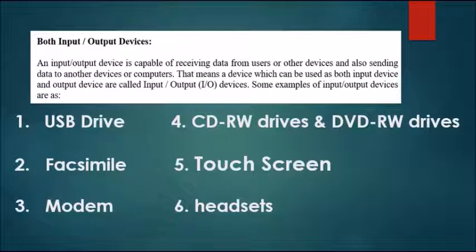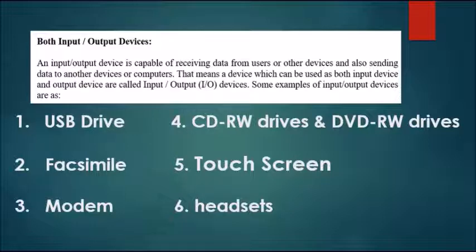First is USB drive. It is also known as pen drive or flash stick, and it works both as input device to computer and as an output device. USB drives receive the data from the computer as input, and then we can copy that data into another system. So that serves as output device also. Then facsimile. Facsimile or fax, the short form is fax.